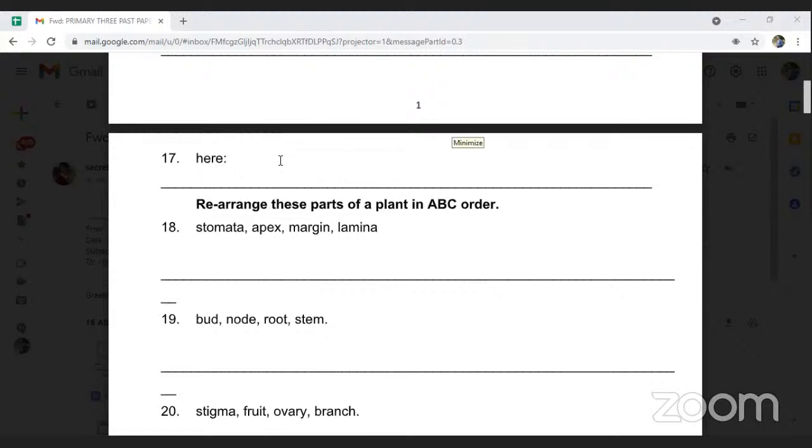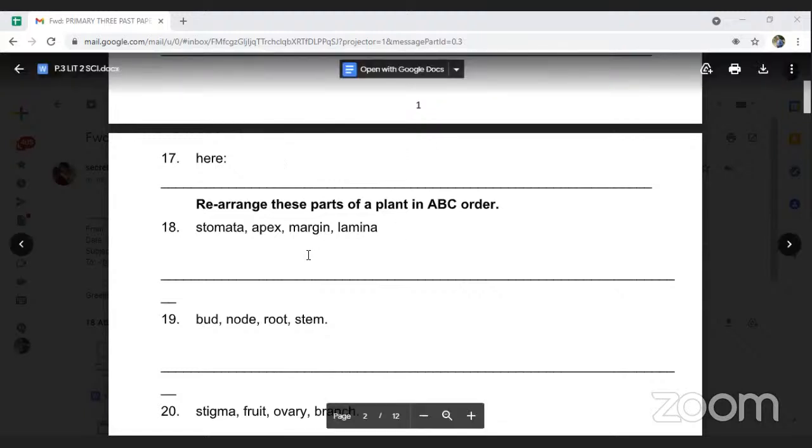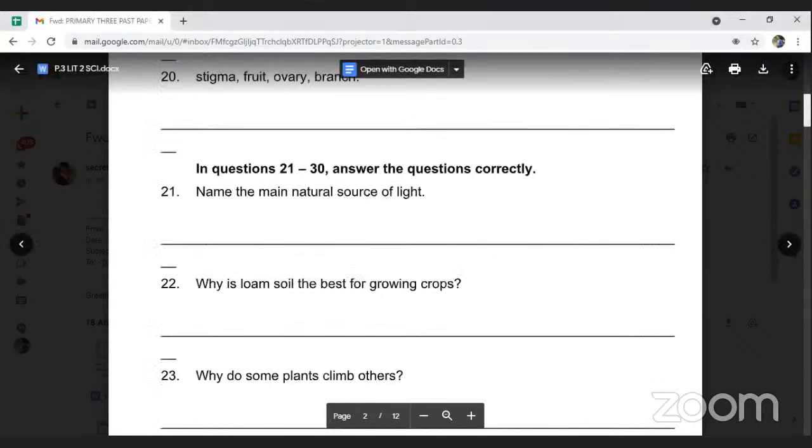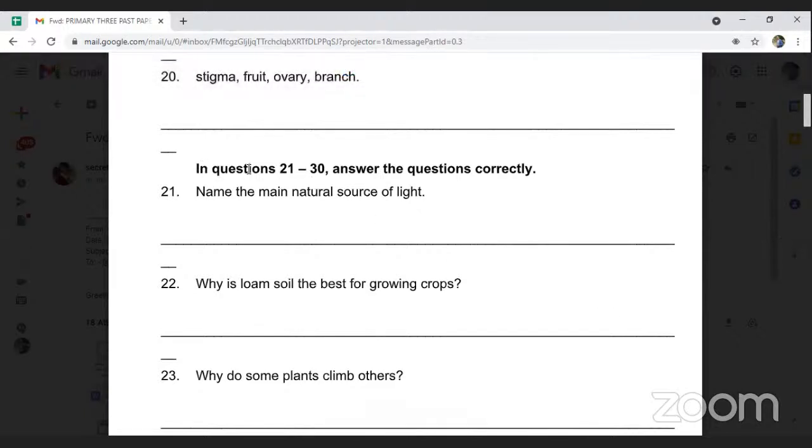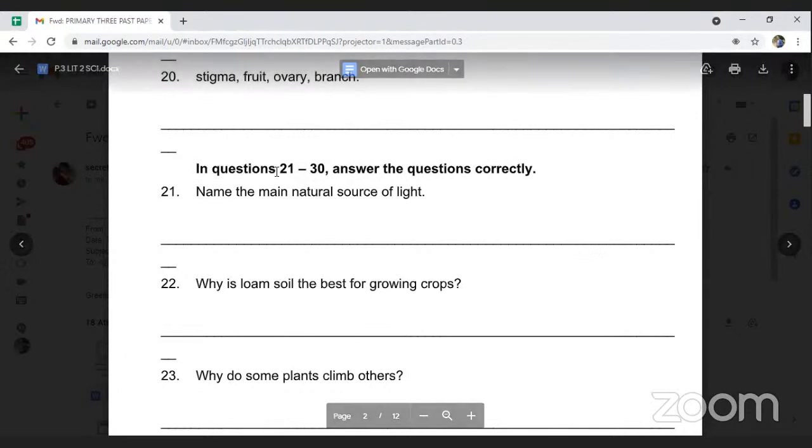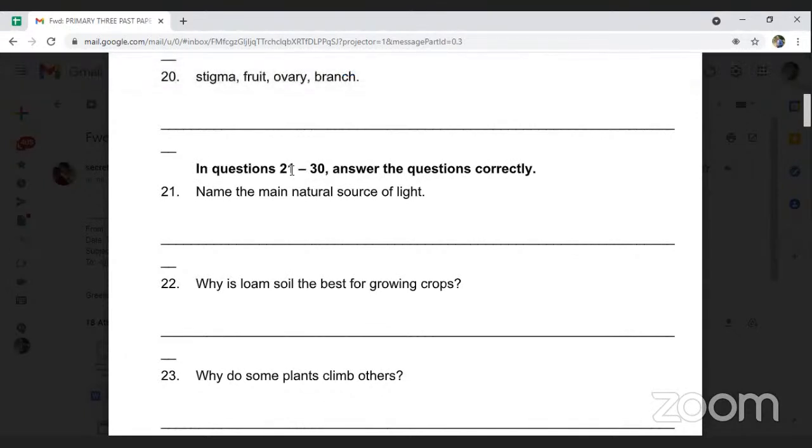Raphael, construct a sentence using that word here. Come here. The answer is correct. Those ones we are not going to look at. We are going to start from 21 to 30. In questions 21 to 30, answer the question correctly.